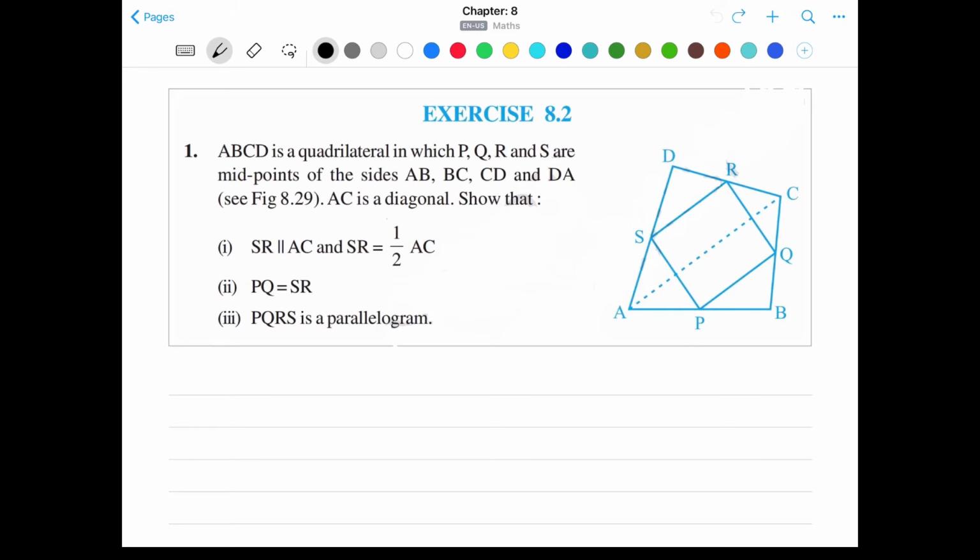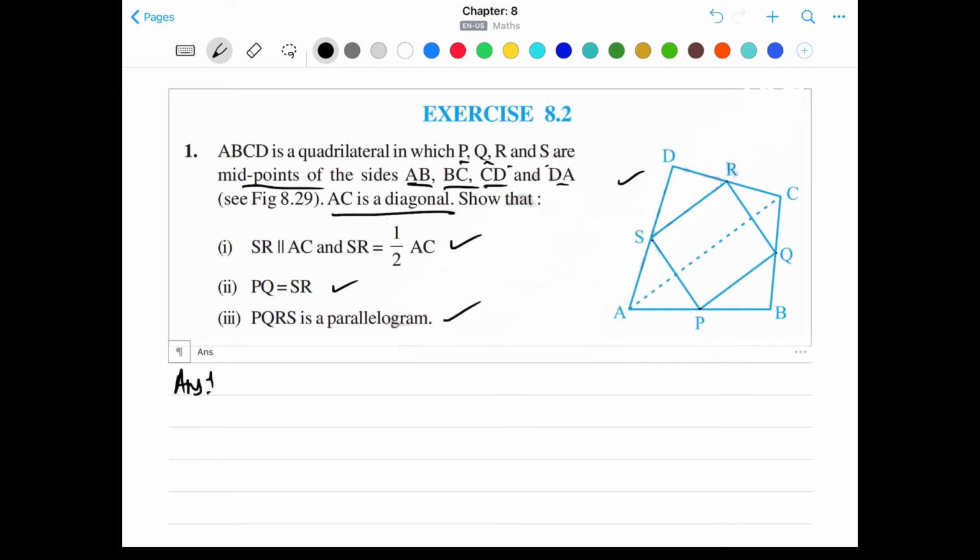ABCD is a quadrilateral in which P, Q, R and S are the midpoints of sides AB, BC, CD and DA. So we have a quadrilateral ABCD, in which P is the midpoint of AB, Q is the midpoint of BC, R is the midpoint of CD, and S is the midpoint of DA. And AC is a diagonal. We have to show three things here. First, that SR is parallel to AC, and also SR is equal to half of AC. Then we have to prove that PQ is equal to SR, and in the end we have to prove that PQRS is a parallelogram.